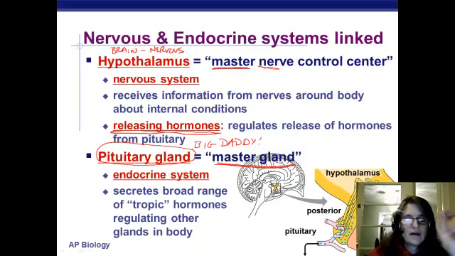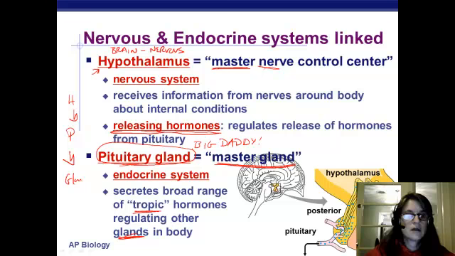Now, the pituitary, in response to whatever the hypothalamus tells it, will secrete a broad range of different hormones. These are called tropic hormones that regulate other glands in the body. So these hormones will tell other body endocrine glands what to do. So we've got the hypothalamus telling the pituitary what to do, and the pituitary in turn tells other glands what to do. That's the chain of command.